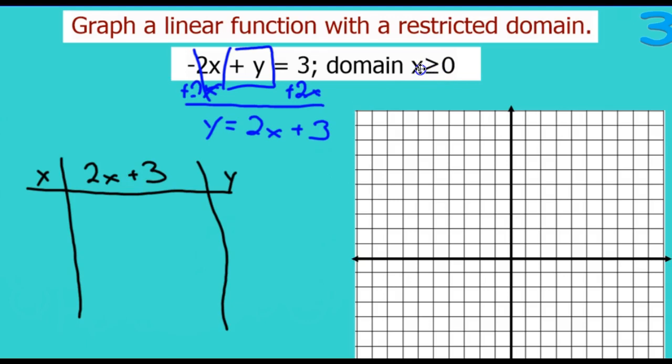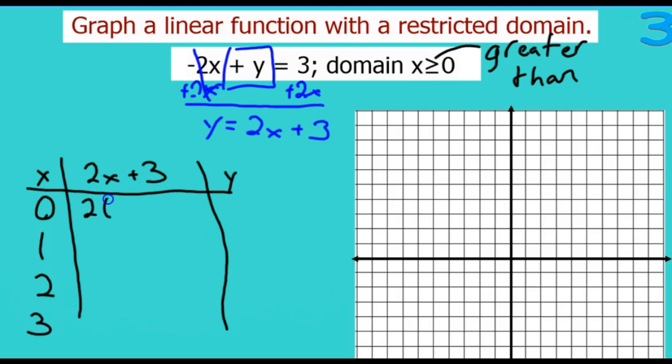This one says our domain is x is greater than or equal to 0. So again, it can be equal to 0, so we can put a 0 there. But greater than 0 is going to be our positive numbers, like 1, 2, and 3. So we got to put this into our equation then. So 2 times 0 plus 3. 2 times 0 is 0, plus 3 is 3.